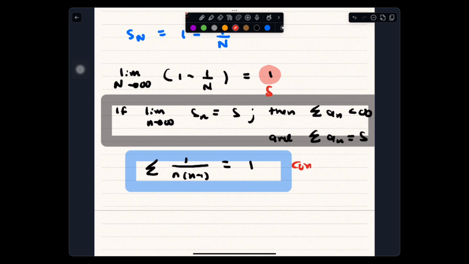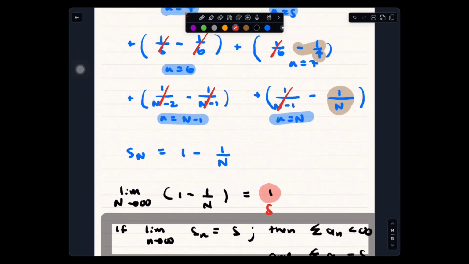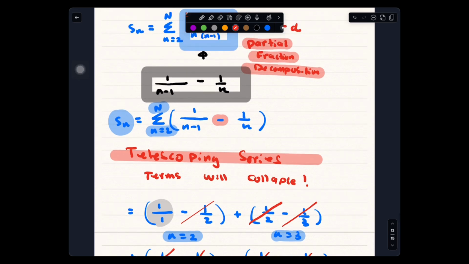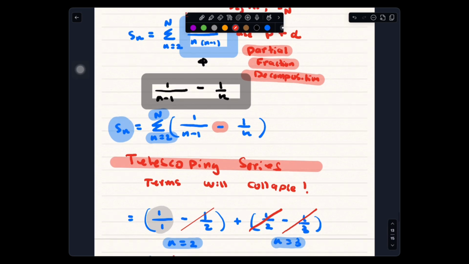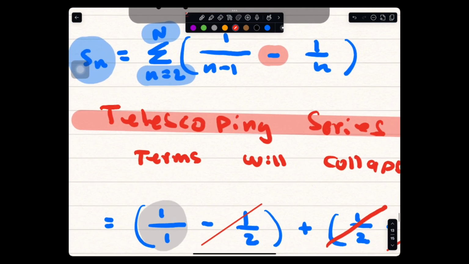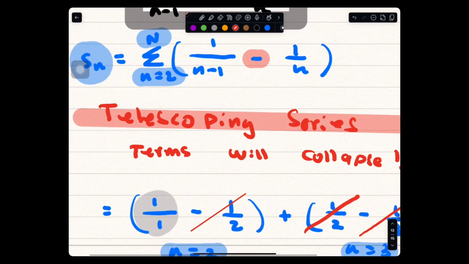Okay? And that's your first example of what I call the sequence of partial sums. It's a telescoping series where almost all the terms, with the exception of two terms, just disappear. They're gone. Okay, do you guys see the point? That's a classic telescoping series. All right.